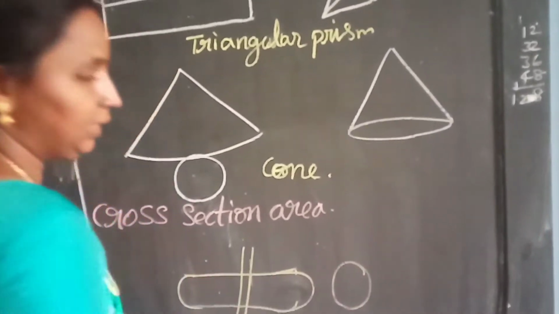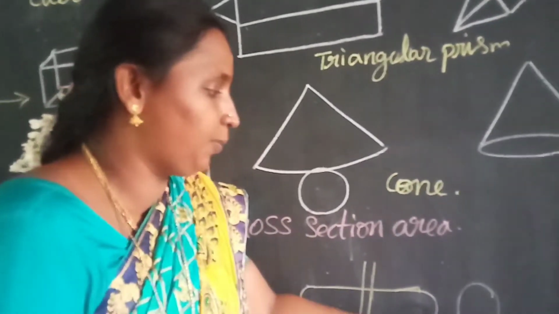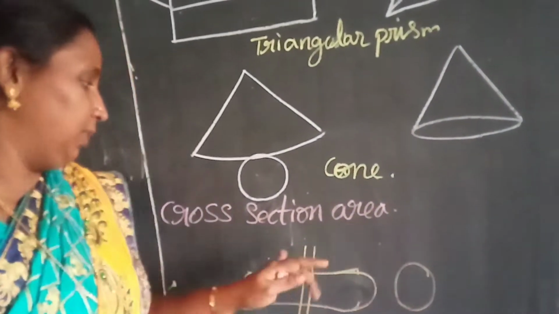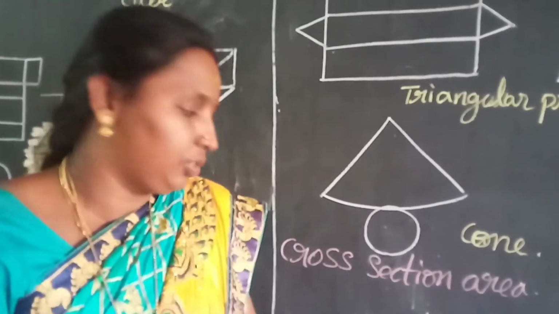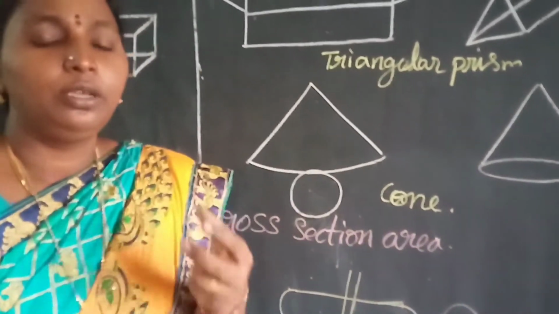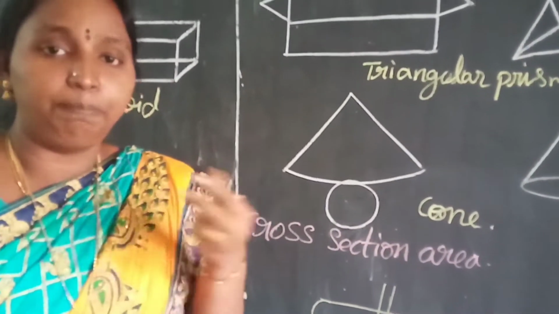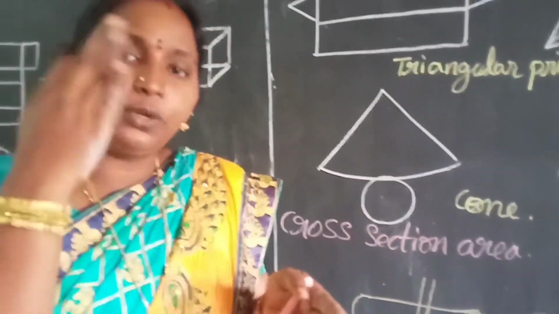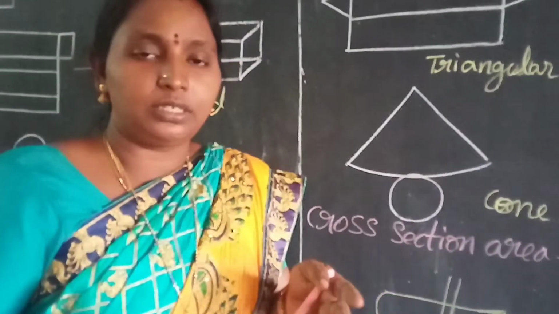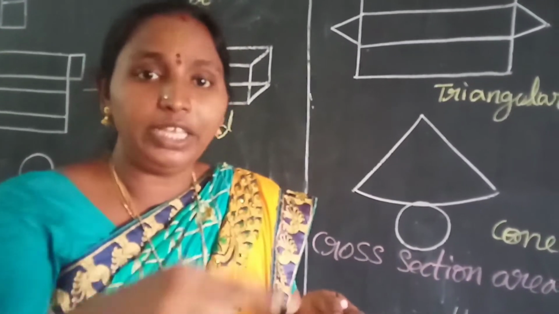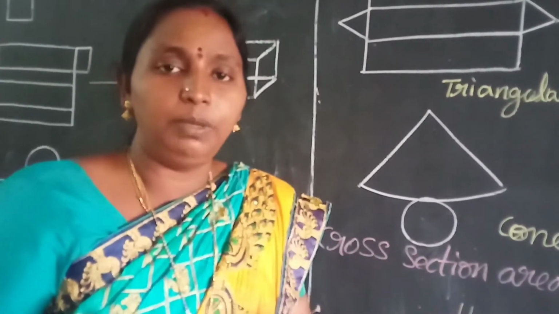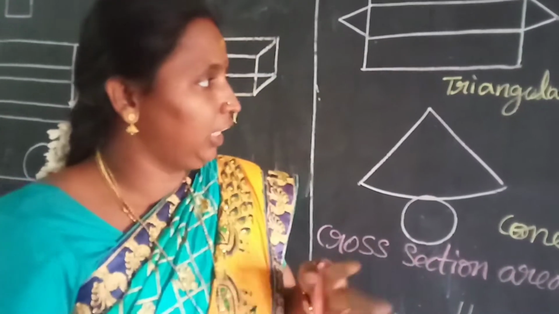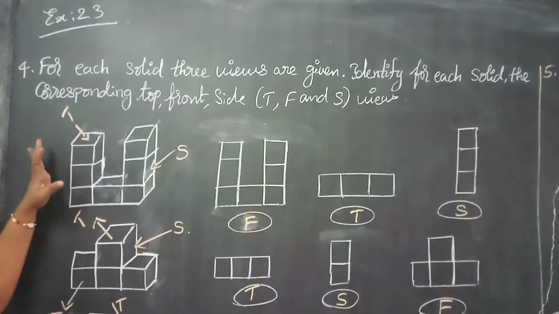So definitely it is in the shape of a circle if you take a carrot. This is the cross section area. If you cut a carrot or a radish, you will get a circle shape. If you take a bread slice, a piece of bread, and cut that bread into pieces, what shape will you get there? Square shape. So the cross section of your bread piece will be a square shape. So I think you have all understood this.